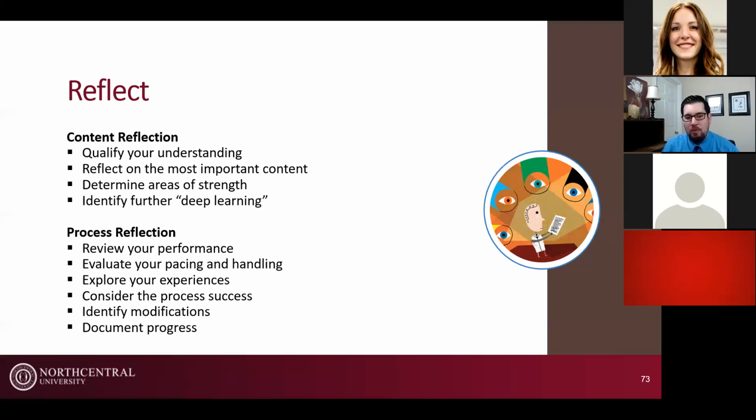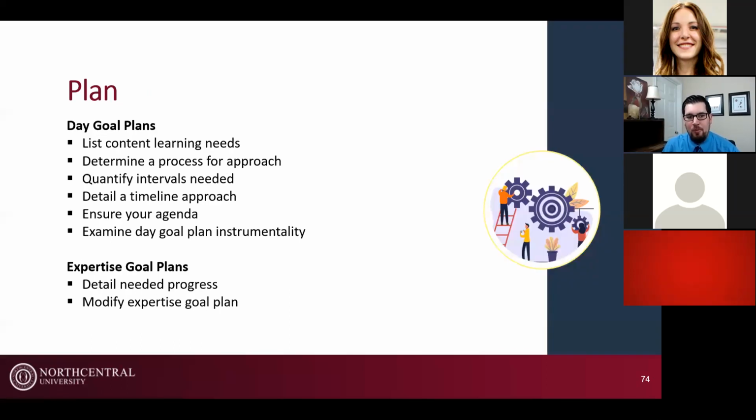In process reflection, review your performance for the day. Evaluate your pacing and your handling of obstacles and interruptions. Explore your emotional and physical experiences throughout the day. Consider how the process worked for you or didn't work during the day, and identify modifications that you might need to your process. Document your progress toward your overall expertise goal.